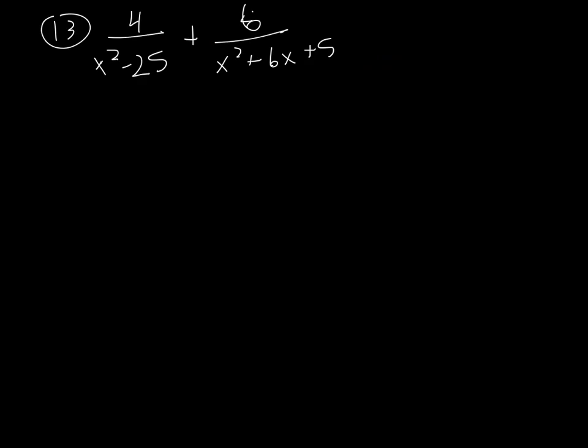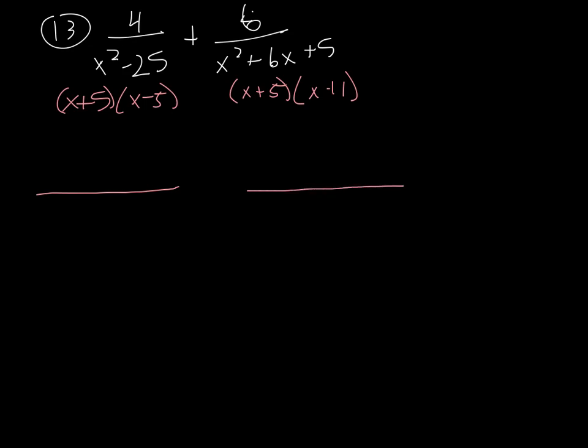Question 13. So first I'm going to factor the bottom. So I have x plus 5, x minus 5. Over here I would have x plus 5, x plus 1. So first thing I'm going to look at is what my common denominator is. My common denominator would be x plus 5, x minus 5, and x plus 1. That's what has to be in the bottom before I can add or subtract anything together.